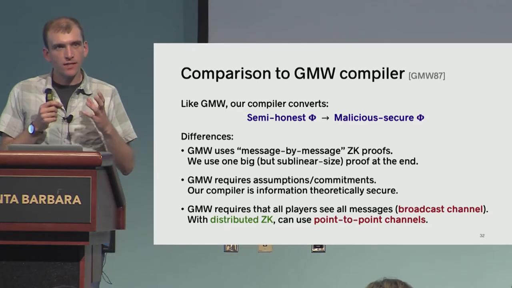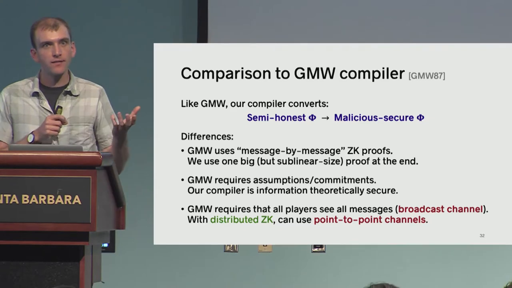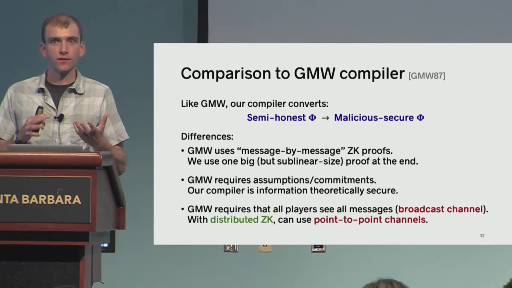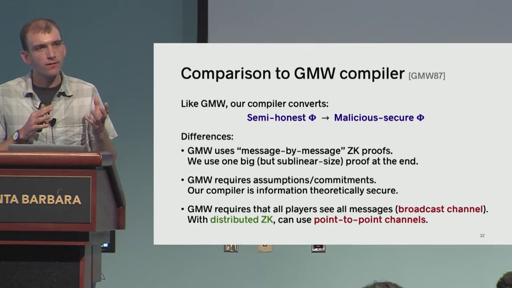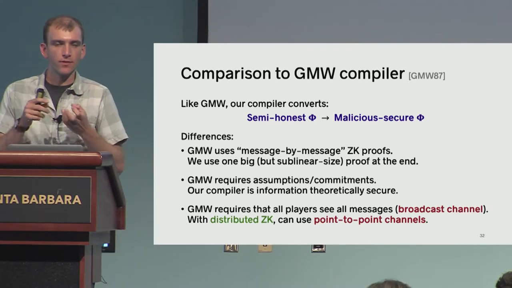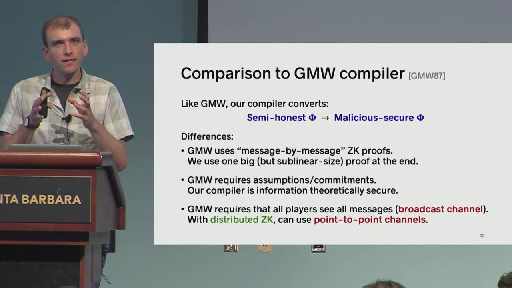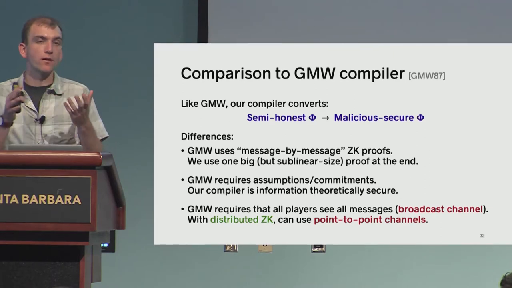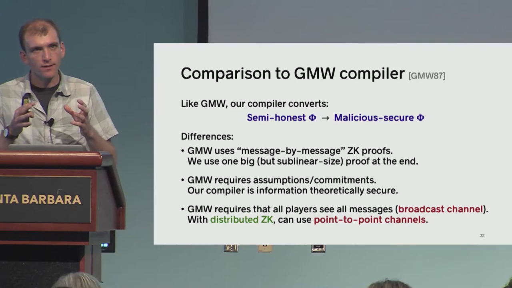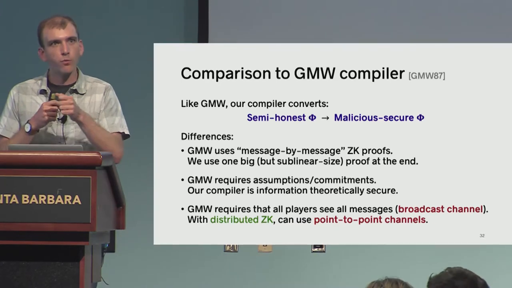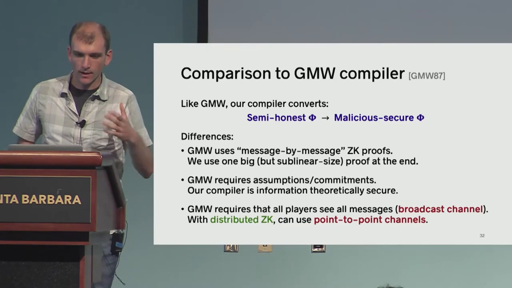The second difference is that GMW requires commitments and therefore assumptions, whereas the compiler that I mentioned just now is information theoretically secure, so you don't need any assumptions. And then finally, GMW requires that all players see all the messages, because to verify a proof, I need to know what you sent to everybody else. So that compiler makes the most sense in the setting in which players communicate over a broadcast channel. Whereas with these distributed zero-knowledge proofs, this compiler makes sense even when players only have point-to-point channels. And that's because we're able to prove things about data that's held in distributed fashion.